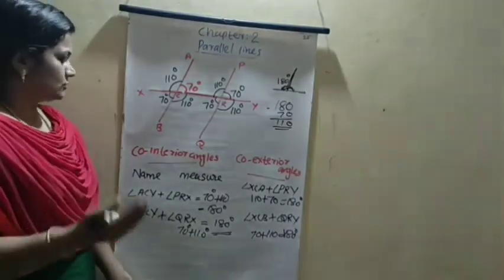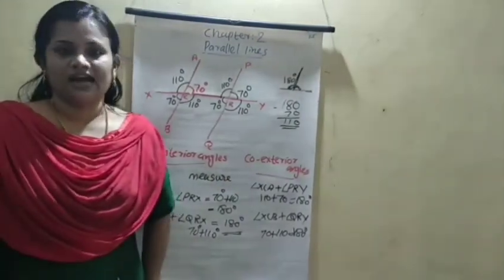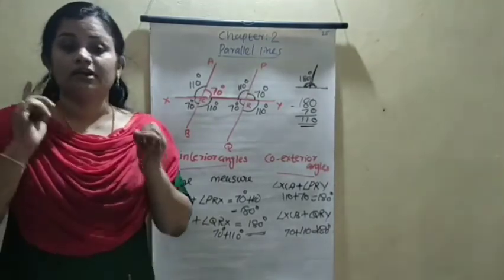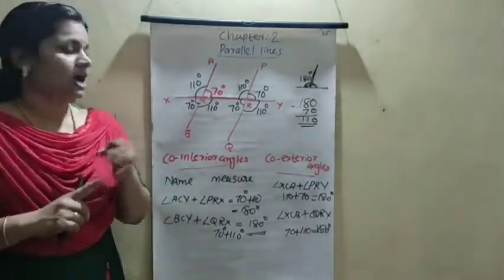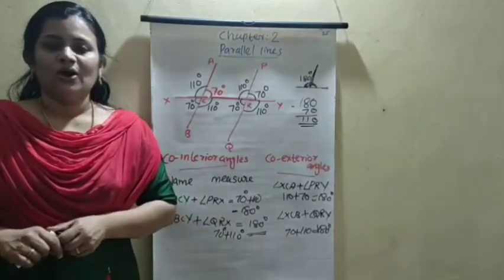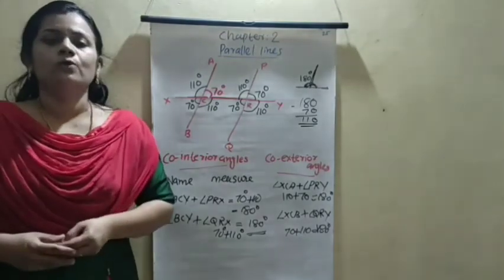Okay, children, I hope you have understood co-interior and co-exterior angles. In today's class we have discussed corresponding angles, alternate angles, co-interior angles and co-exterior angles. Did all of you understand? So let's wind up our class now.